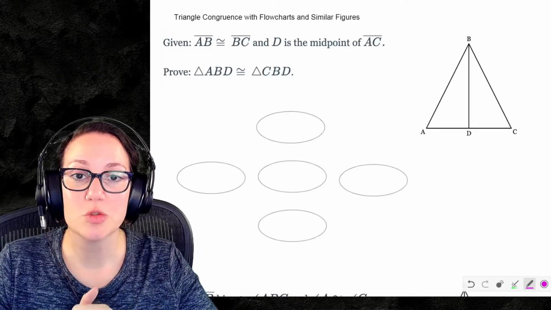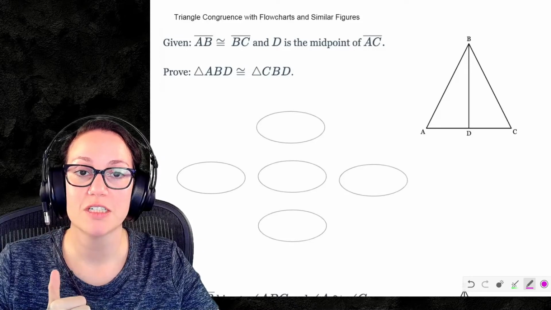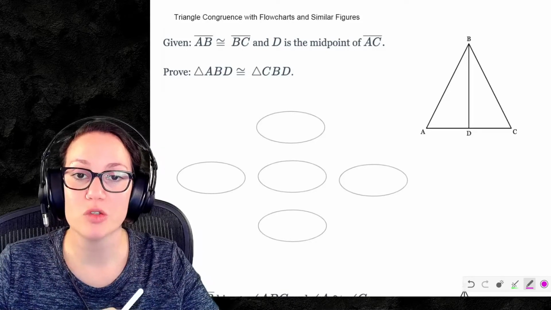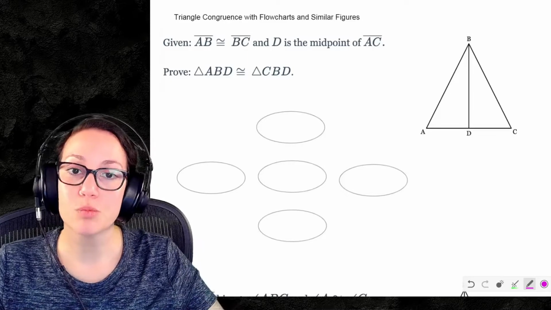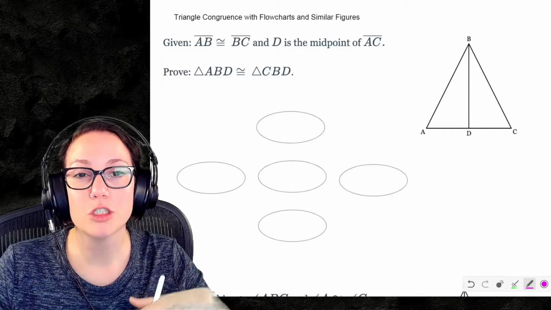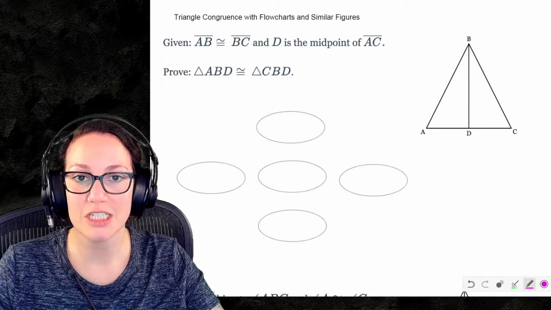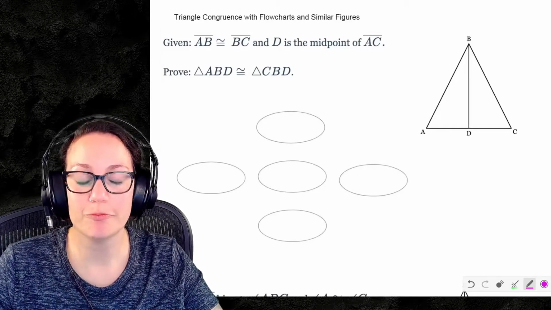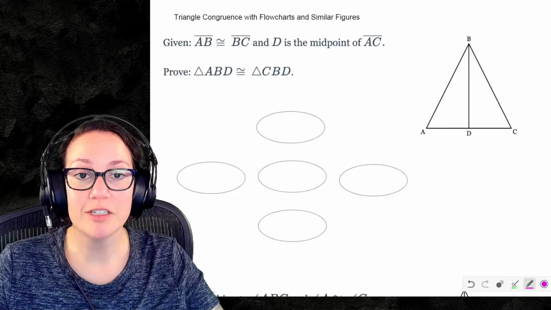Right, so we're going to do some triangle congruence with flowcharts, and then we'll look at some similar figures as well. So for this proof, we have our figure drawn, and we have the skeleton of our flowchart put together. So now we just have to fill everything in. So let's start with our given. It's a good place to start.